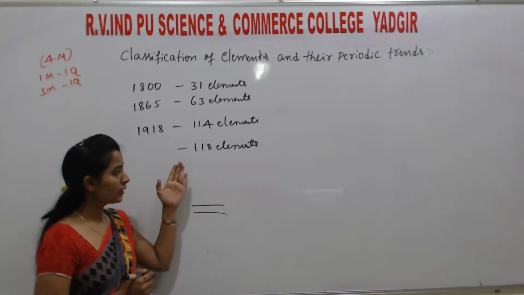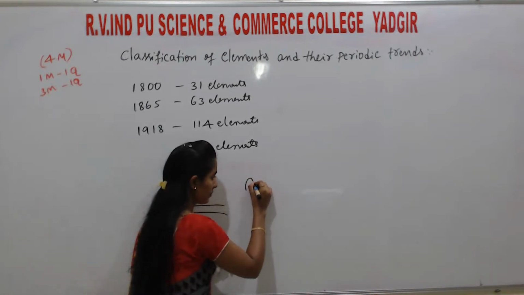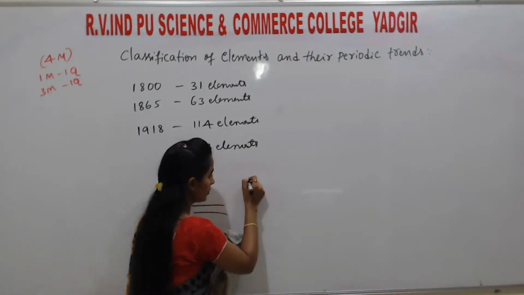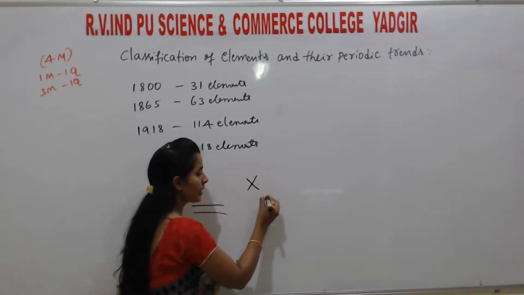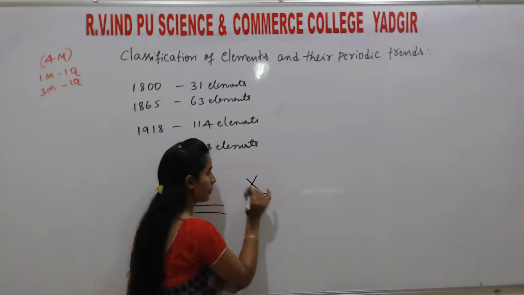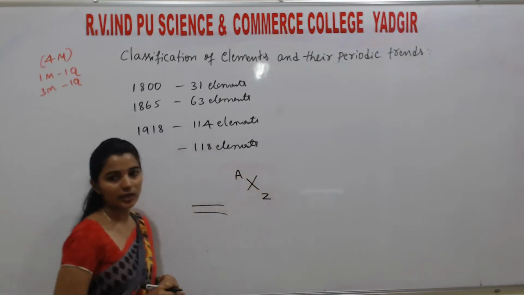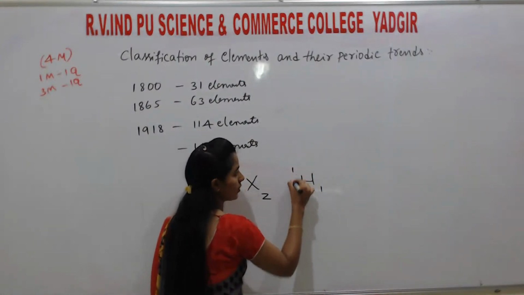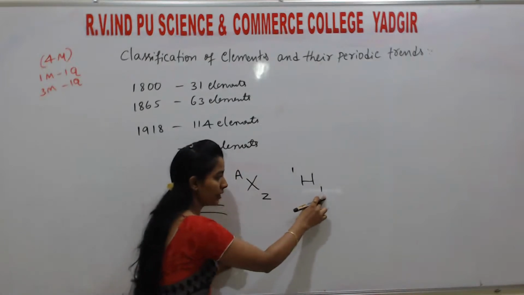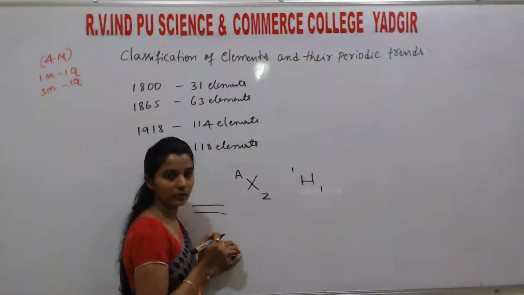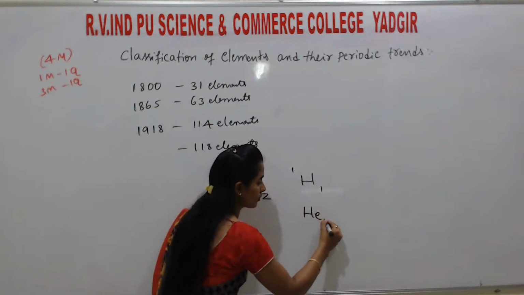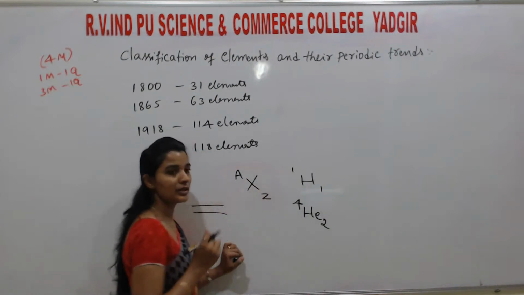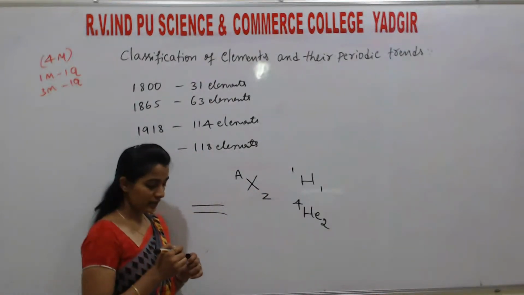So students, if any element is there, you know that it has an atomic number Z and atomic mass A. If I write hydrogen, it is written as H with 1 and 1. That means atomic number is 1, atomic mass is 1. If you write He with 2 and 4, that means atomic number is 2, atomic mass is 4.